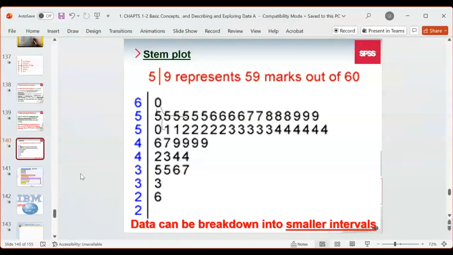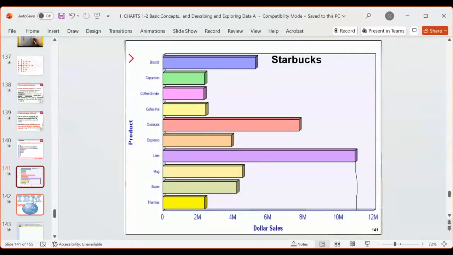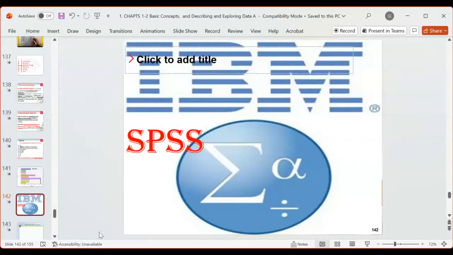When you do SPSS, you should be able to read it, or when you get a job and it shows you a stem and leaf plot or stem plot, you should be able to read it. That's all it is. And what's the order? The order goes from the highest to the lower.